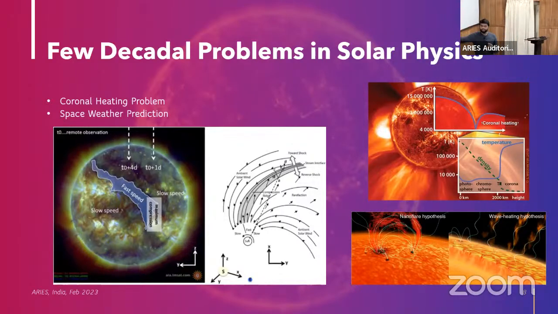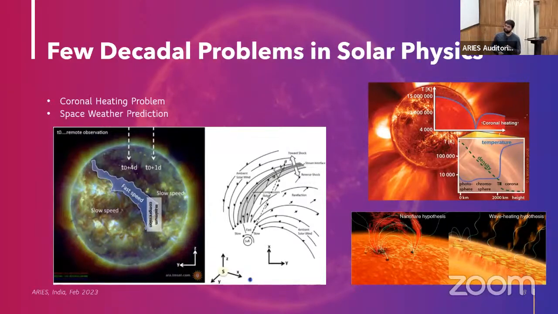You see a marginal increase in the chromosphere also, and this is also a problem. Why does the temperature start to increase from the chromosphere itself? So it is also loosely termed a chromospheric heating problem. And there are two hypotheses, namely the nanoflare hypothesis and the wave heating hypothesis, which try to explain this.